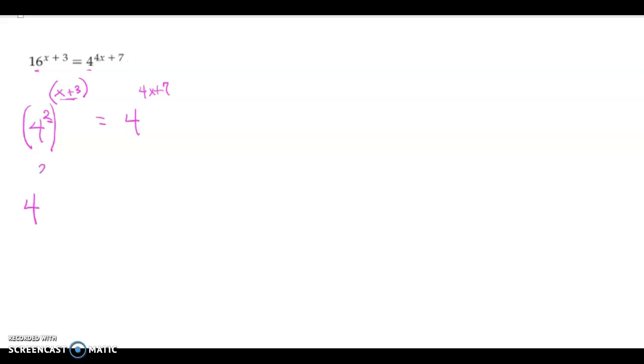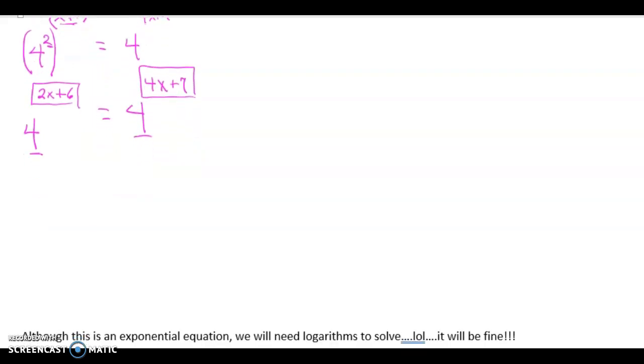So we have 4 to the 2x plus 6 power equals 4 to the 4x plus 7 power. When the bases are equal, the exponents are equal. This is called the one-to-one property. One-to-one because they're in the same position. So I would know that 2x plus 6 is equal to 4x plus 7.